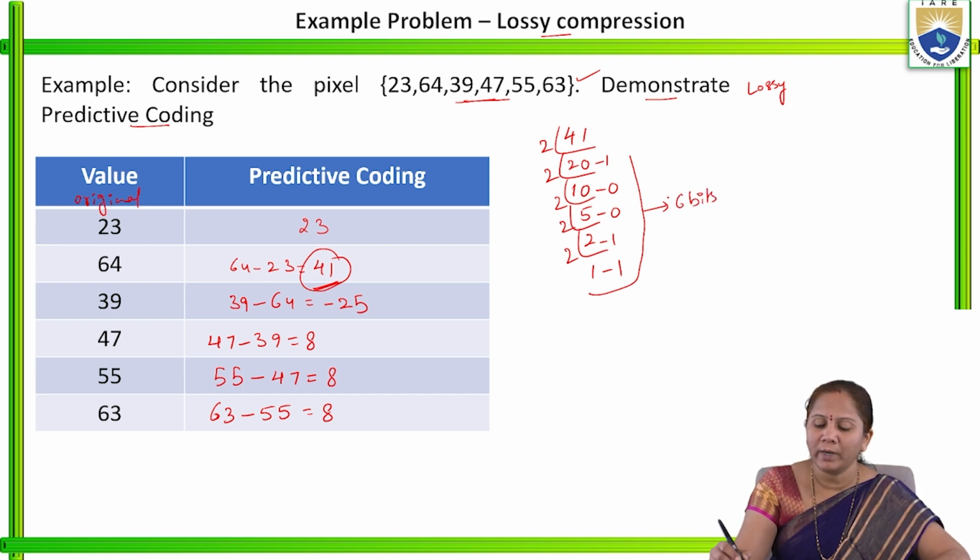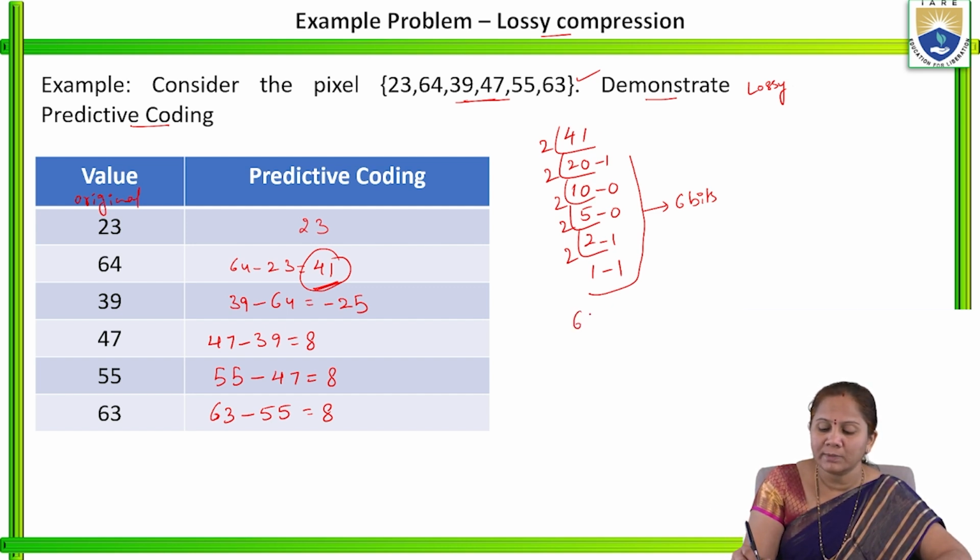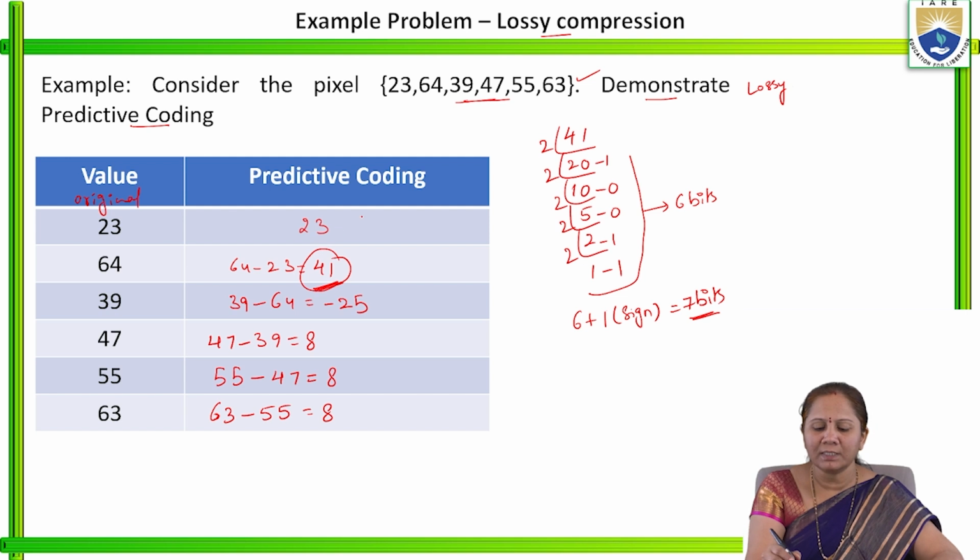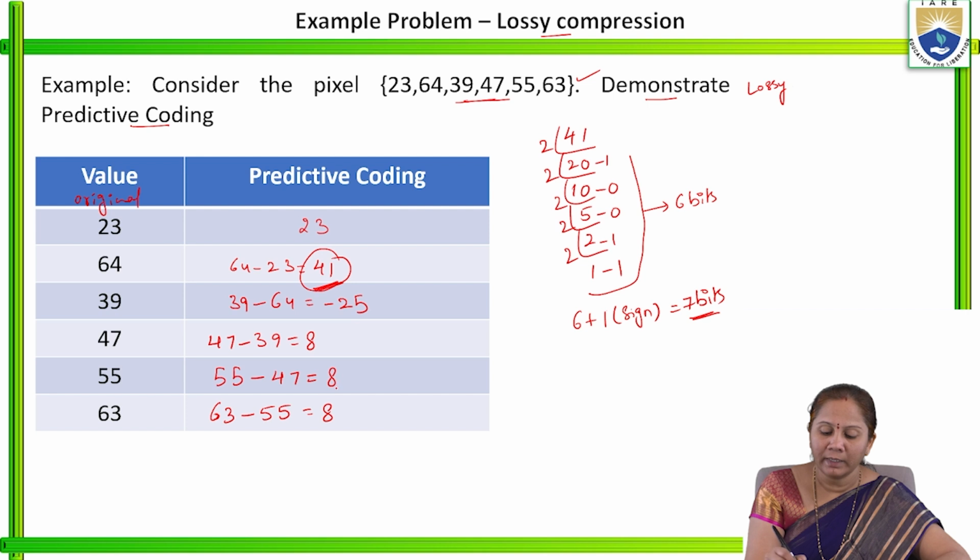6 bits are required to represent this maximum value 41. Not only this 6, plus one more bit will be added because we need to include the sign bit. So totally 7 bits are required to represent this 41. But that is 7 bits for the 41 pixel only. If you consider the others, 23, minus 25, 8, 8, 8, in order to represent the remaining pixel values, there is no need to go for this many bits.